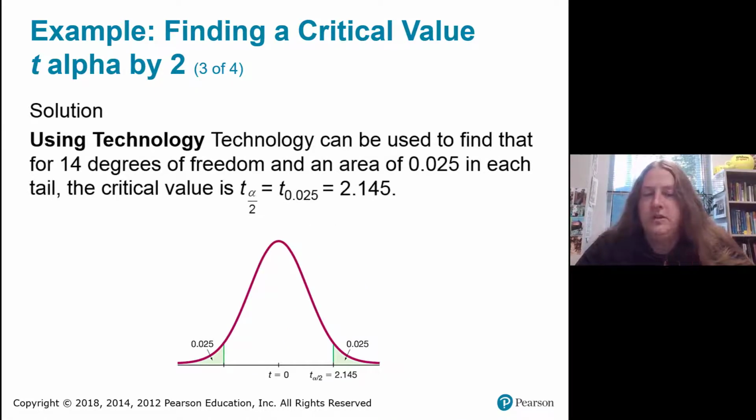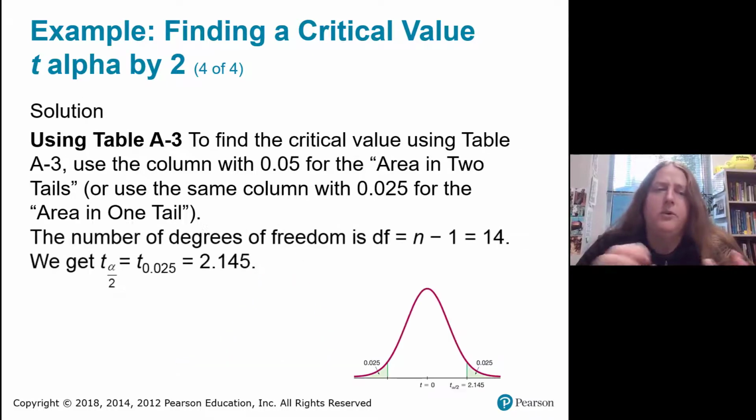So we're not going to use technology for what we're doing, but we'll be using the table. So using table A3 to find our critical value, we're going to use the column with the 0.05 for our alpha in two tails. There's a column that says area in two tails, and we'll be looking at 0.05. Or we can use the same column with 0.025 for the area in one tail.